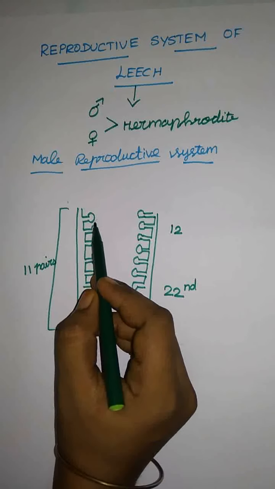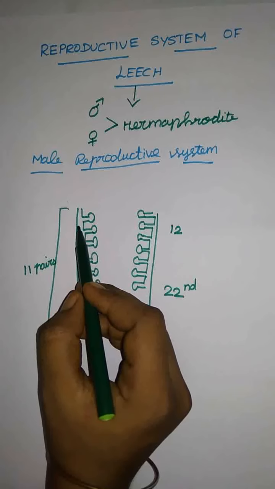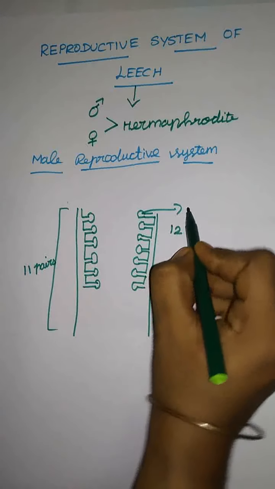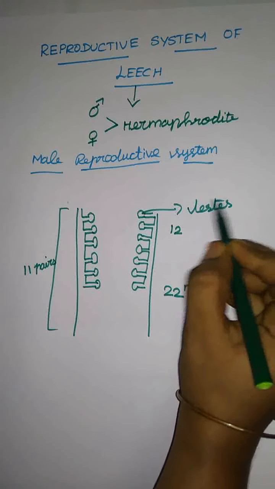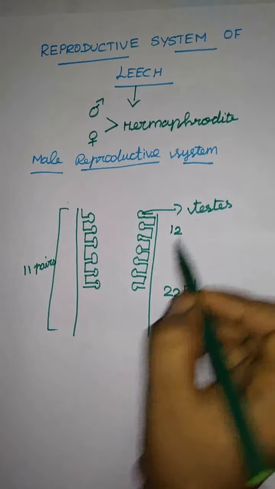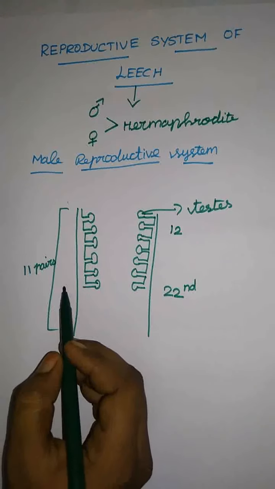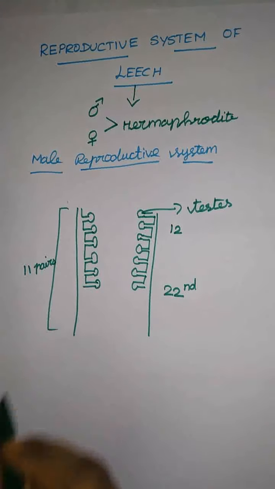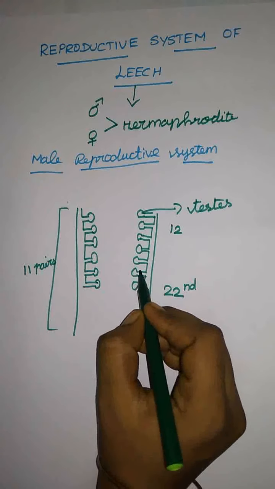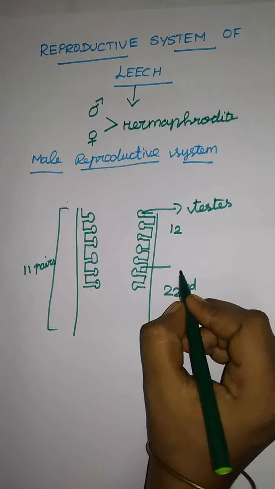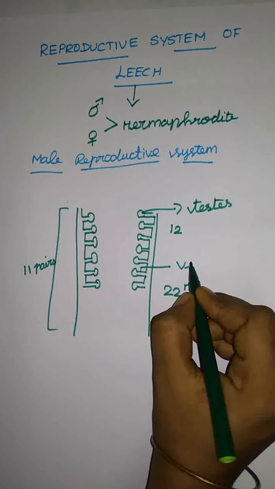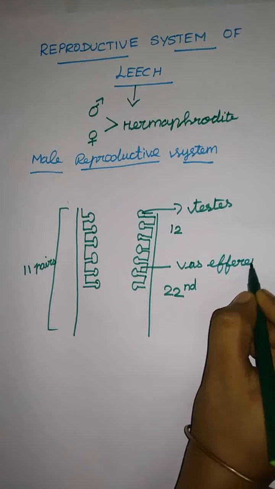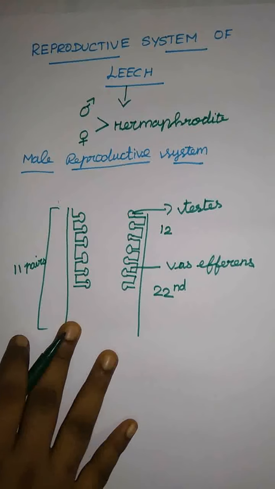They are present in the form of a scrotal sac. Okay, the covering present in the form of a scrotal sac is called a testis, a sac. This is the 11 pairs. Here each pair is present in each segment. Here the testes are connected to the vas efferens. What is the name of that connecting part? Vas efferens.